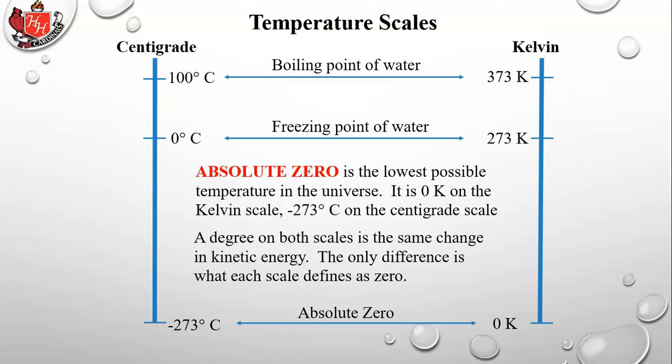So to convert that over to the centigrade scale, where 0 is the freezing point of water, that would be negative 273 degrees centigrade. So just look at those two scales and see how they compare. 100 degrees is 100 degrees on both scales. The difference is what they decide to call 0. So the centigrade scale has negative numbers. The Kelvin scale has no negative numbers.